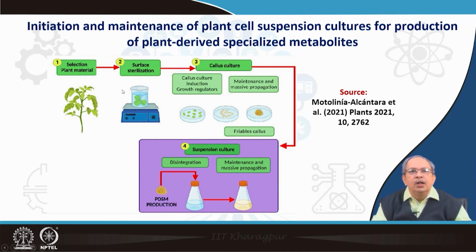So, how to raise a suspension culture? You have to take a plant material, do surface sterilization, then put it in a proper medium containing hormones. From the leaf tissue it will form an undifferentiated mass of cells, which is called callus, and this process is called dedifferentiation. The callus can be made friable and maintained in the appropriate medium, and from there it is possible to disintegrate the callus in liquid culture, then grow the cells in the liquid under shaking conditions, and eventually you will land up with a fine cell suspension. These cell suspension cultures are indeed a very good system for inducing plant metabolites.